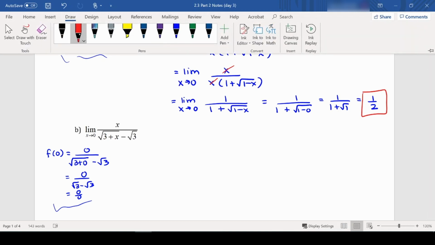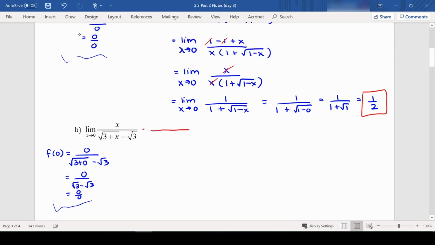Now the problem is here, my conjugate's on the bottom, so I need to multiply by the conjugate of the bottom. Conjugate of the bottom, you're changing that middle sign. So you would have root 3 plus x plus root 3. We also need to multiply the top by the conjugate. You must multiply by something equal to 1. You can't just multiply the top or the bottom. You must multiply the top and the bottom.